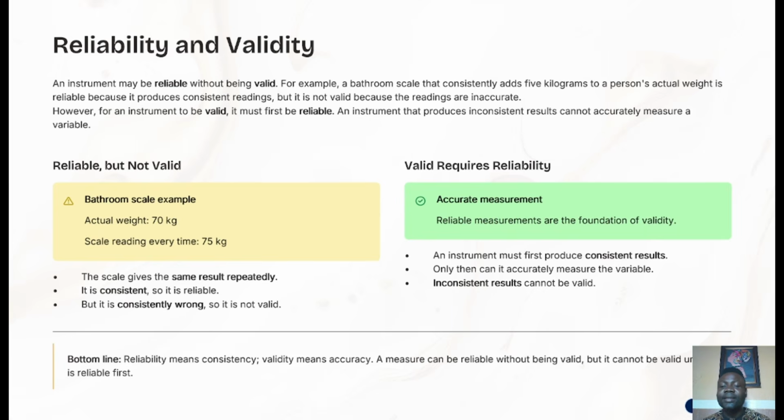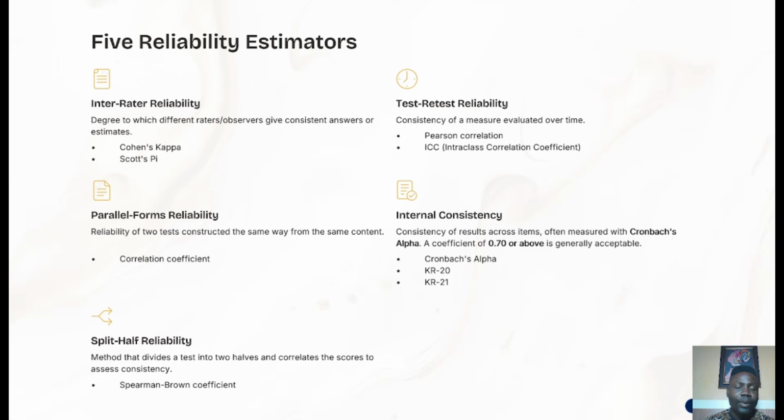So an instrument must first produce a consistent result. Only then can it accurately measure the variable. Inconsistent results cannot be valid. So reliable measurements are the foundation for validity. So I quickly looked at 5 reliability estimators in this section.